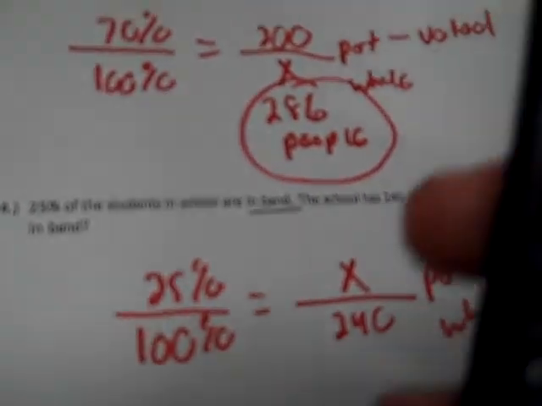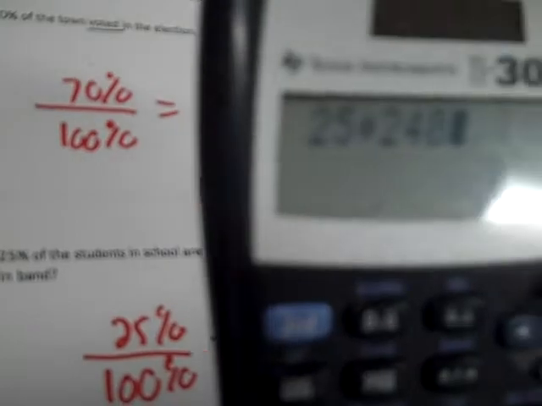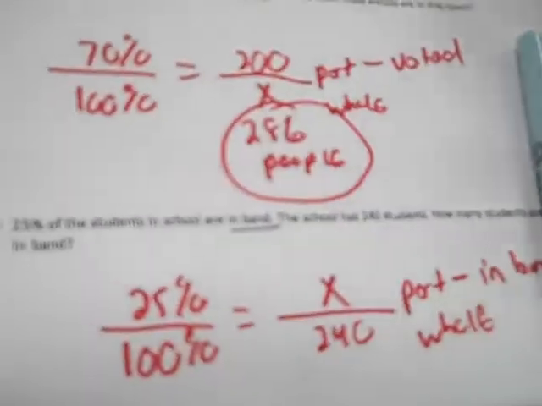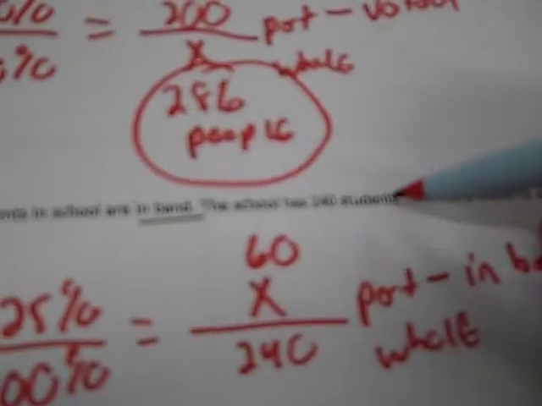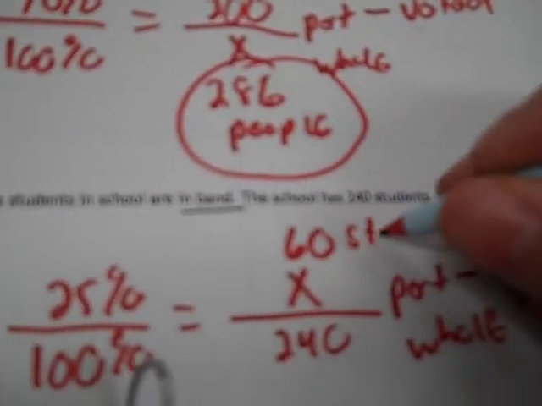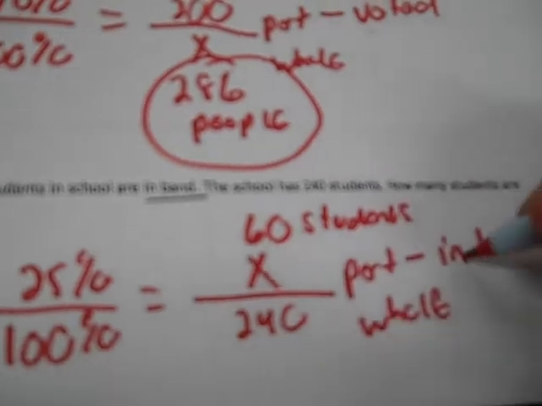So I cross multiply and divide. 25 times 240 divided by 100 is 60. Okay, so 240 students, and there'd be 60 students in band.